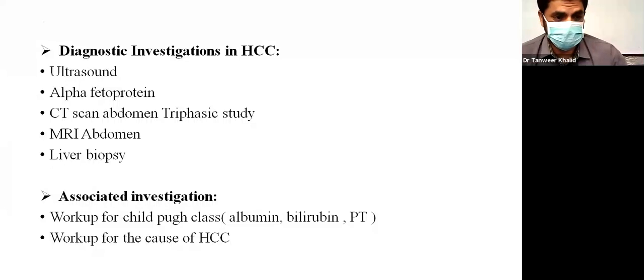Diagnostic investigations in HCC include ultrasound and alpha-fetoprotein. These should be repeated every 6 months. CT scan abdomen, triphasic study, is very diagnostic. Triphasic study means the study is done in 3 phases: arterial phase, venous phase, and the delayed phase. MRI abdomen, and if there is a diagnostic dilemma, then liver biopsy. Associated investigations include workup for the Child class, which includes abdomen ultrasound and bilirubin, and workup for the cause of HCC.